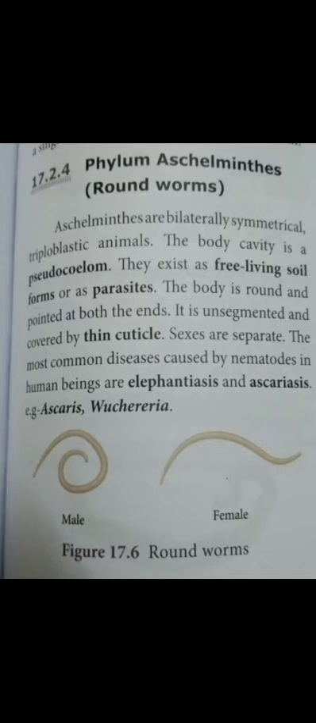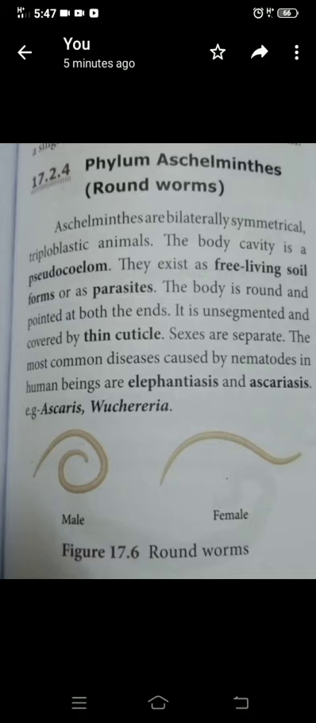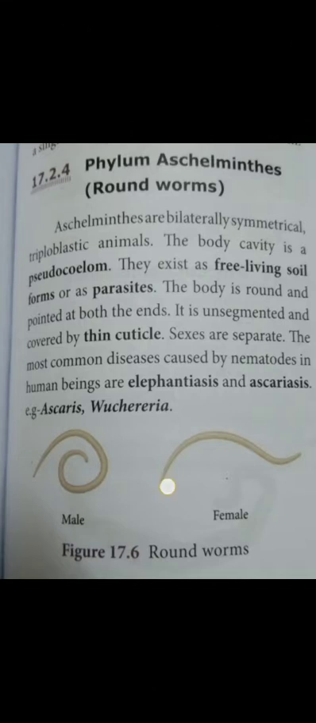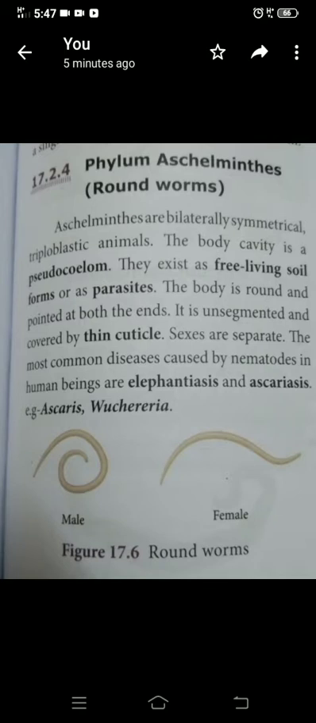They exist as free-living soil forms. That means they may be living freely, or otherwise they may be parasites. The body is round and pointed. You see that it is pointed. The body is round in shape. It is unsegmented, the body does not have segments.